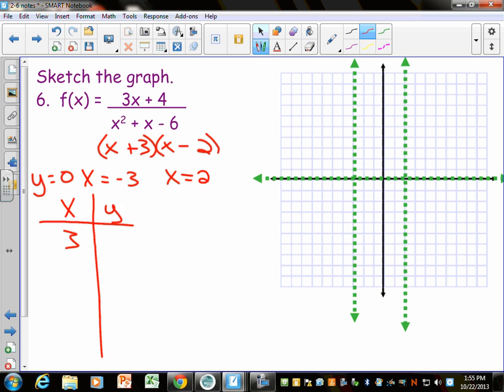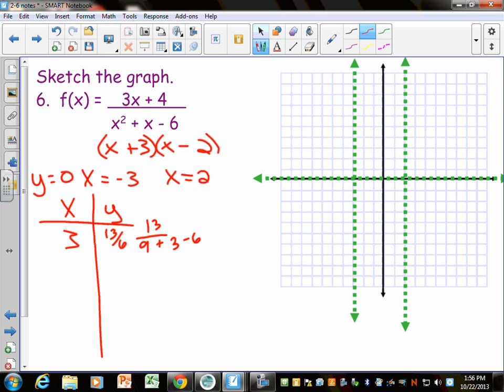If I plug 3 in the top, I'm going to get 9 plus 4, right? Which is 13 over 9 plus... 13 over 6, is that right? Which is like 2 1/6. I'm okay with decimals because you're just graphing it anyway.